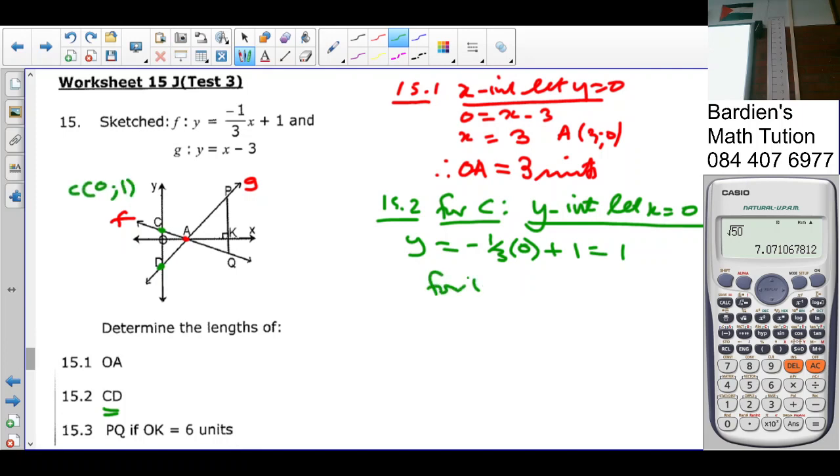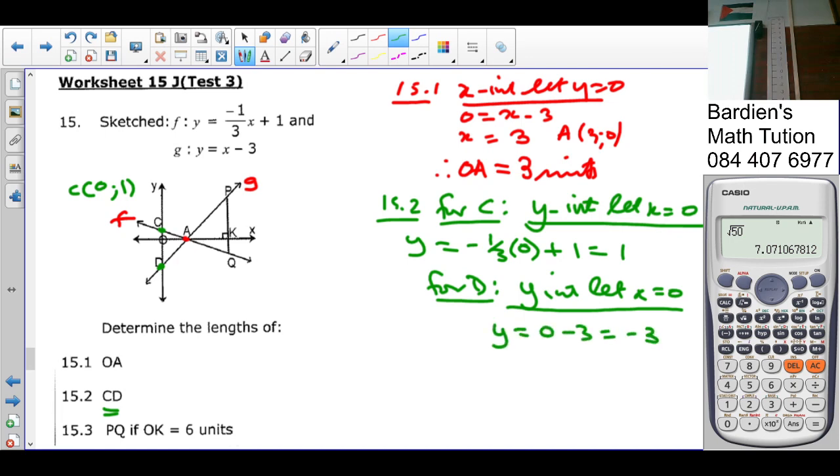For D, the coordinates of D, it's your y-intercept. What do you do for y-intercept? Let x equal 0. So y is equal to 0 minus 3, which is negative 3. So D is 0 and negative 3. So what is the length of CD? Therefore CD is going to be the top, which is 1, minus the bottom, which is minus 3, which is 1 plus 3, which is 4 units.